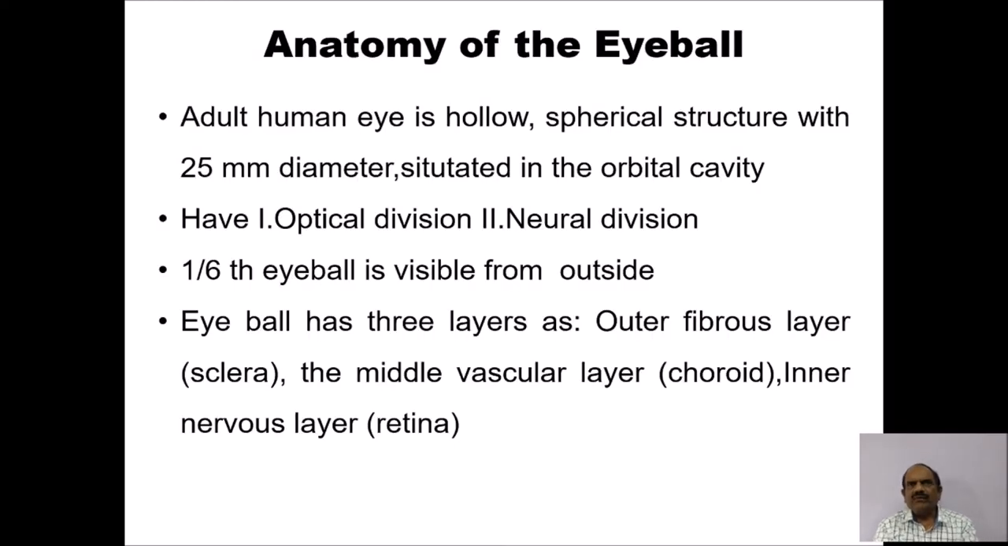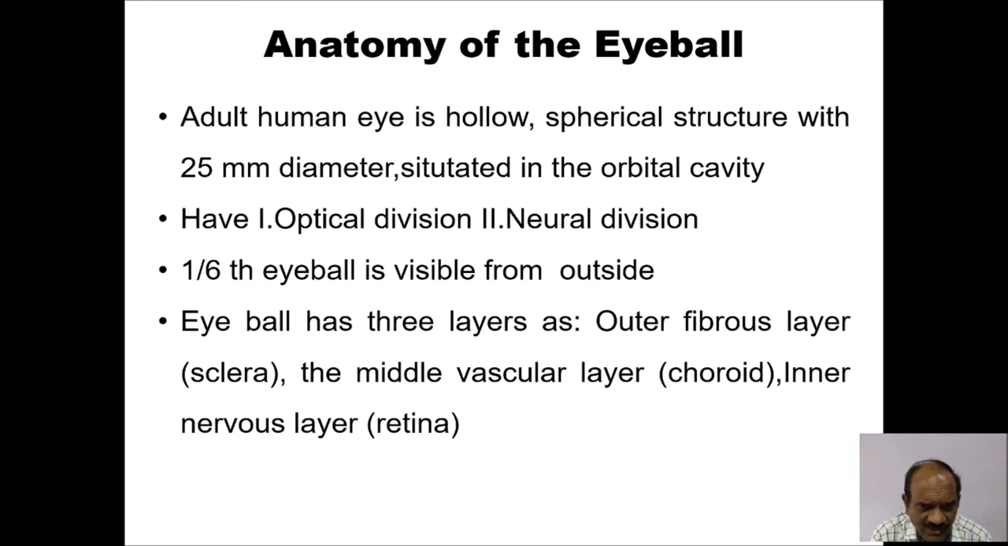Now coming to the anatomy of the eyeball. The adult human eye is a hollow spherical structure with 25 mm diameter, situated in the orbital cavity. It has two parts, the optical division and the neural division. What do you mean by optical division? The corneal surface, lens, and the other layers of the eye help to form the image on the retinal surface. The second part is the neural division, which helps in the perception, or recognition, of the image of the object formed on the retina.